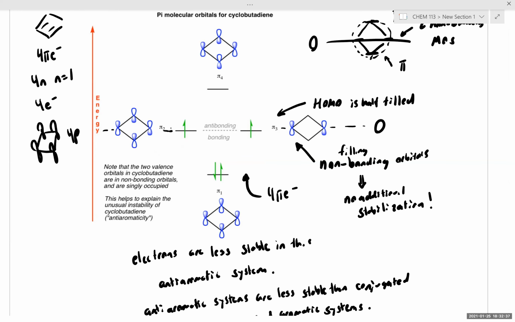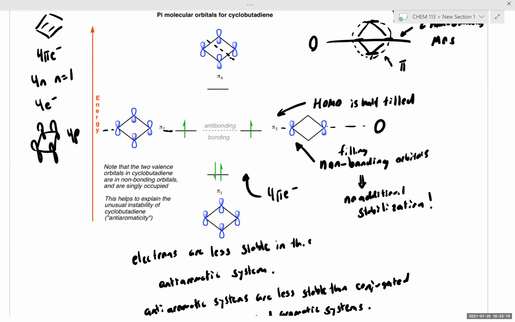So antibonding molecular orbitals are higher in energy, and filling an antibonding molecular orbital is dramatically destabilizing. And typically when you start to fill the antibonding molecular orbital, you're essentially describing the weakening of a bonding interaction in your molecule. So filling the antibonding molecular orbital is very actively destabilizing, while placing electrons in a non-bonding molecular orbital doesn't give any additional stabilization. Does that distinction make sense?